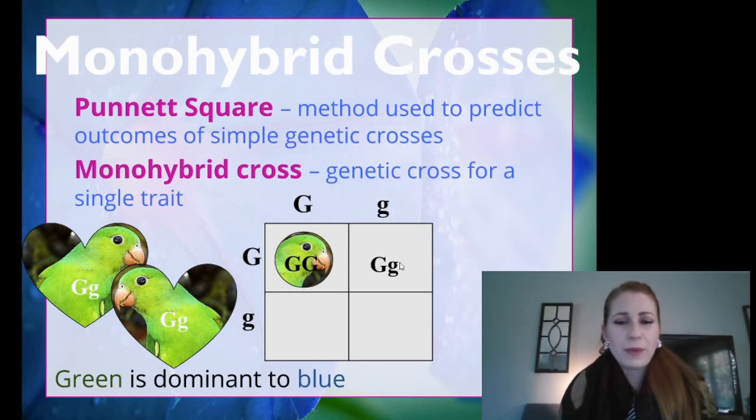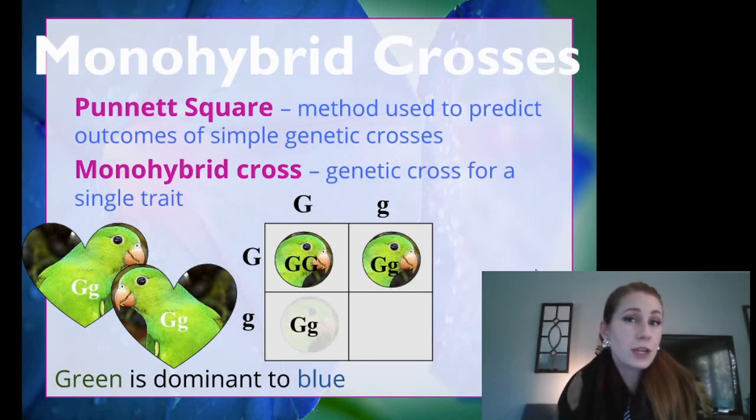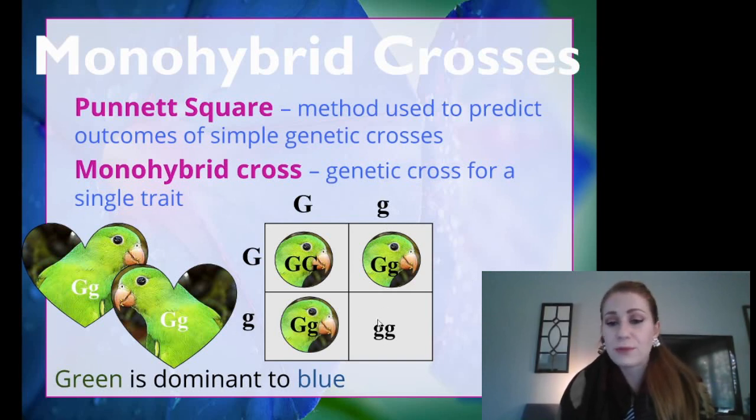What color should this baby be? It's heterozygous, just like the parents, so it's also going to be green. Same thing with our third square. Big G comes down, little g comes across. Again, big G, little g, heterozygous, going to be green. And then our last one down here, little g comes from the top, little g comes from the side. So this baby isn't going to be green at all. It's going to be blue.